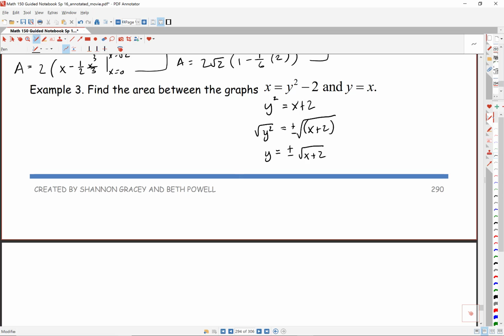And y equals x is good to go. Now, when is the sign going to change for the first one?